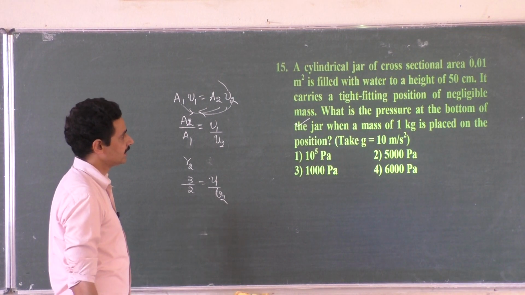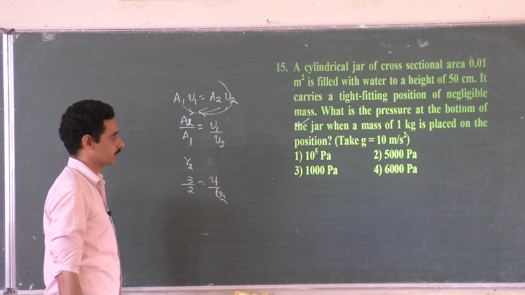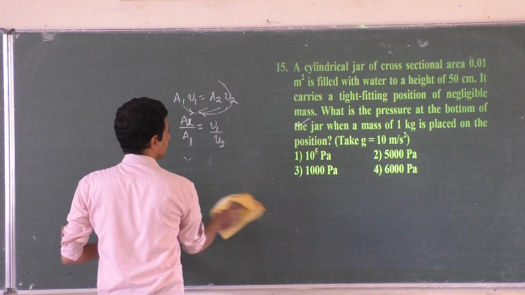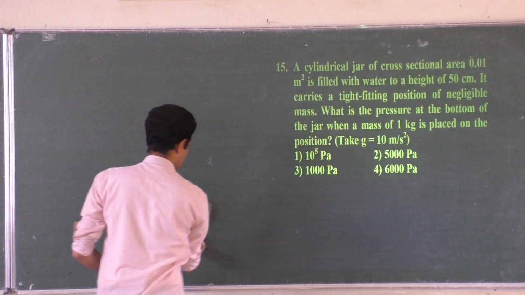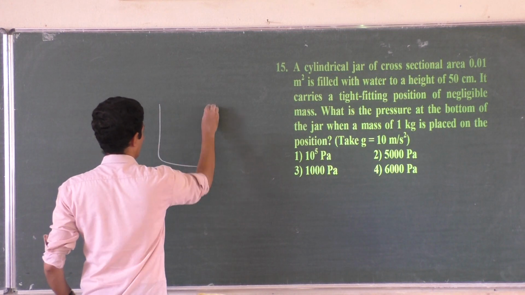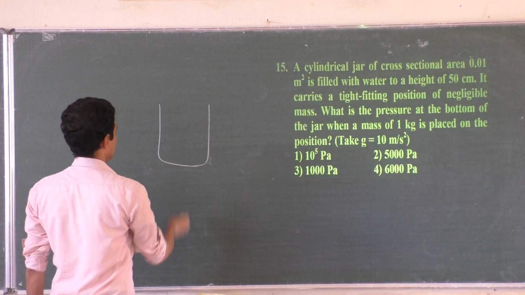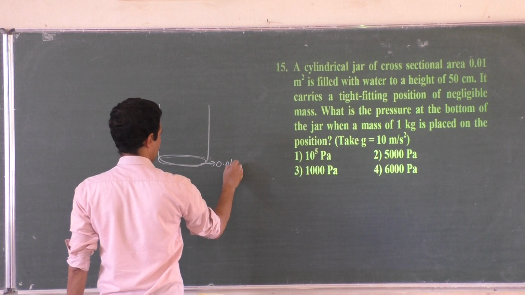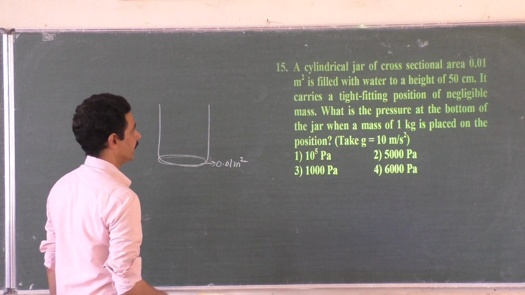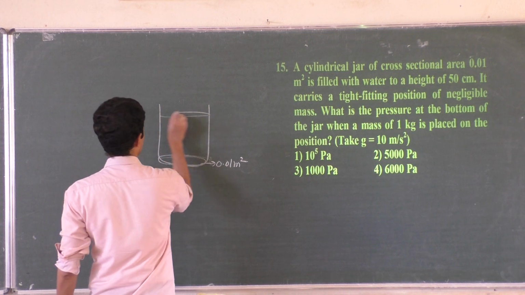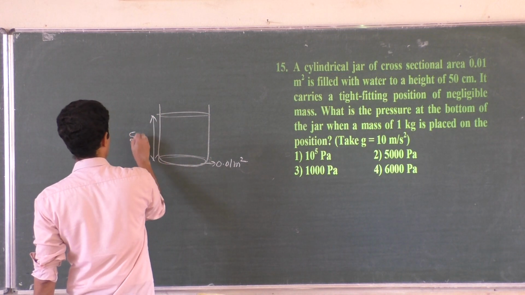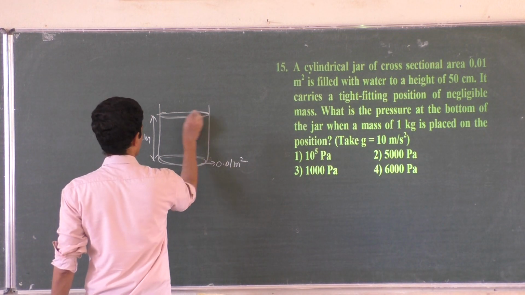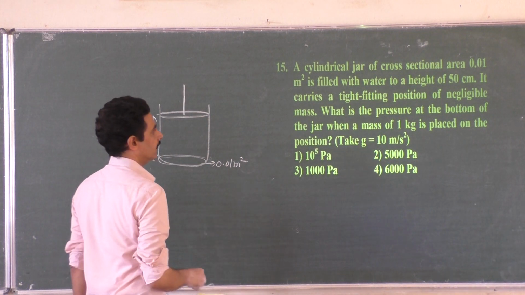15. A cylindrical jar of cross-sectional area 0.01 meter square is filled with water to a height of 50 centimeters, and it carries a tight fitting piston. Here is a piston, a tight fitting piston of negligible mass.